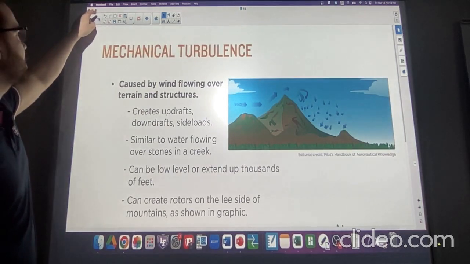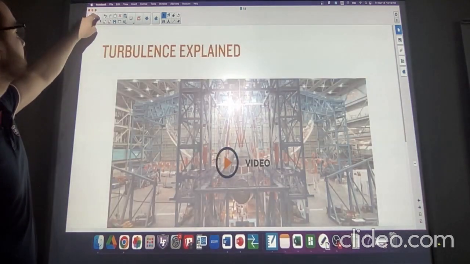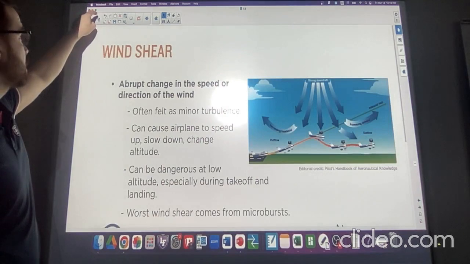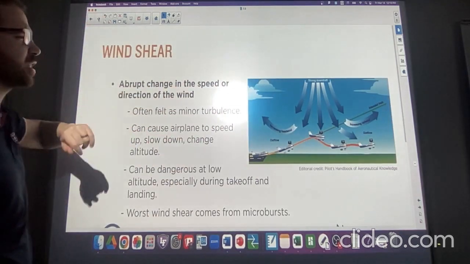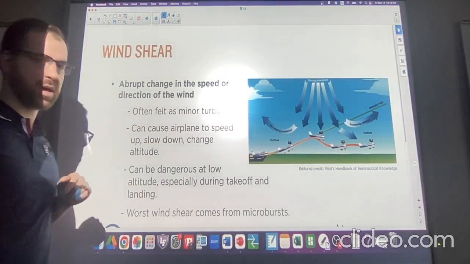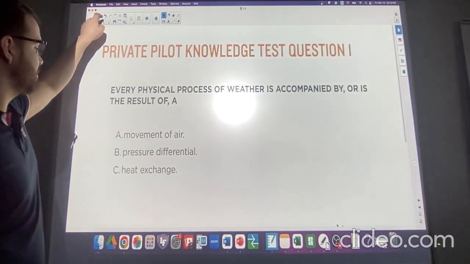I think that's about it. We don't have to worry about mountains too much around here. And we'll talk about wind shear later. It's a dangerous thing that happens with thunderstorms.